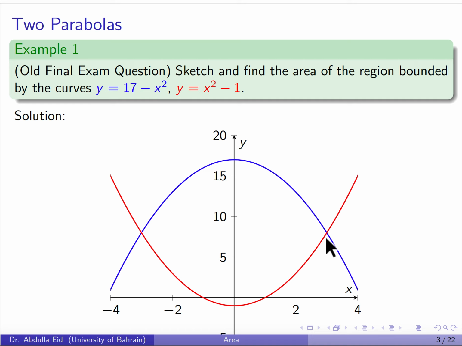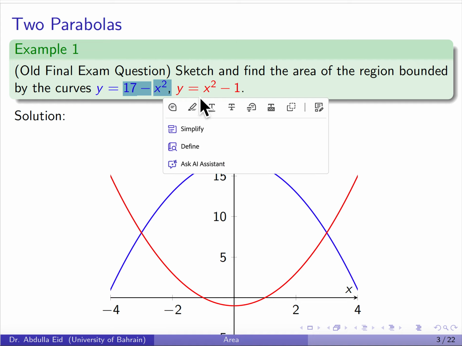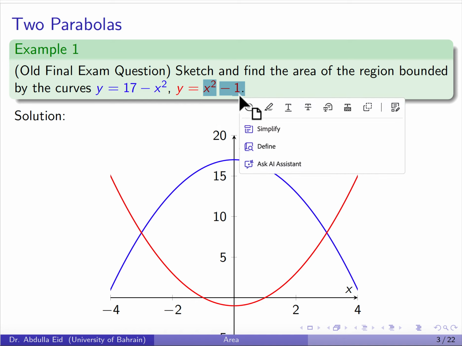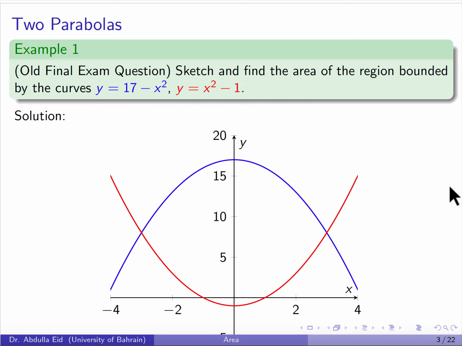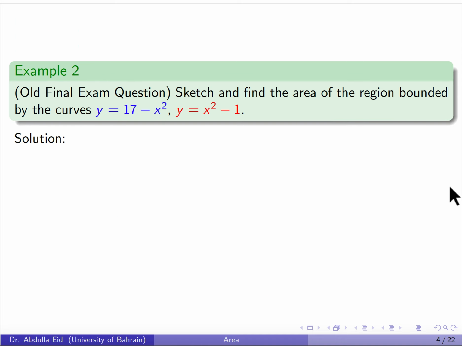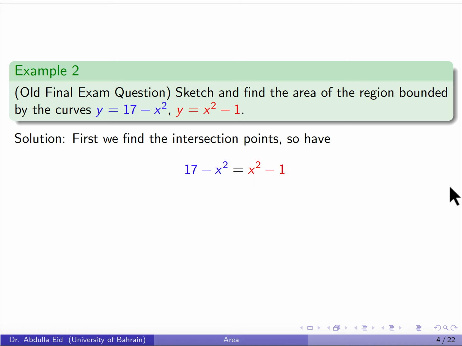We need to find them because those 2 points will make the limits of integration. So I need to find those 2 points here. How do we find the 2 points of intersection? We just make the function in blue, which is 17 minus x squared, equal the function in red, which is x squared plus 1. We make them equal, which means the two functions are exactly equal. So in order to find the intersection points, we have to make the two functions equal.